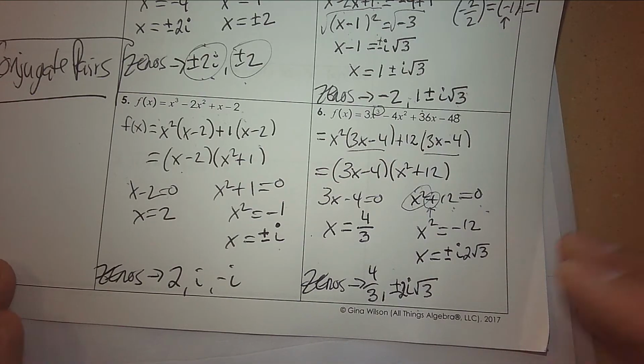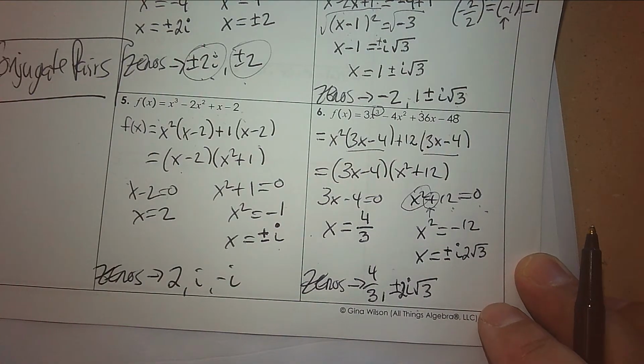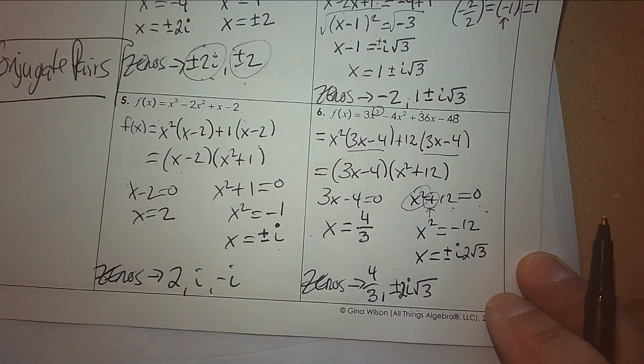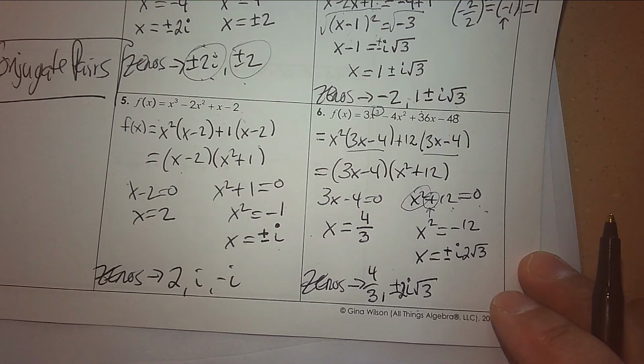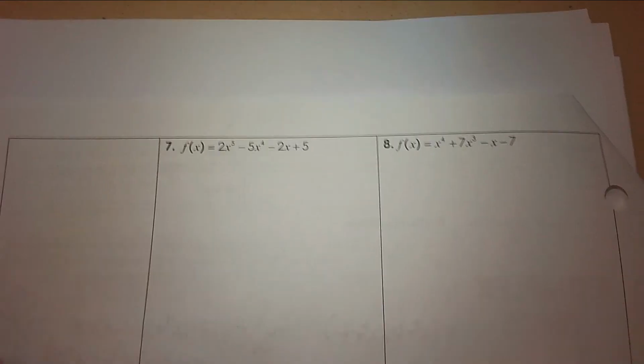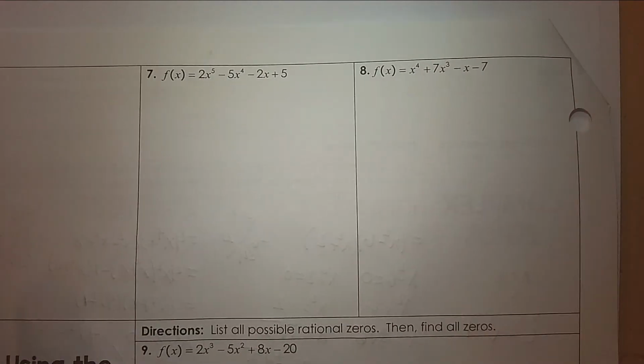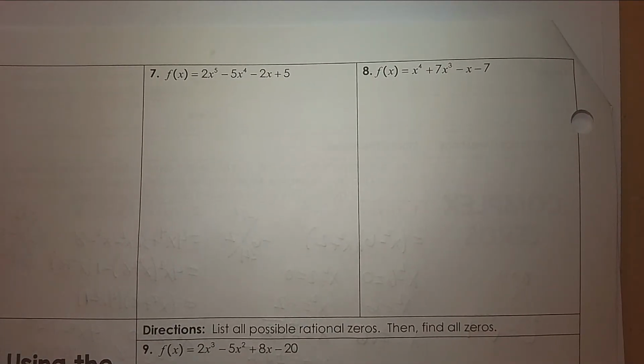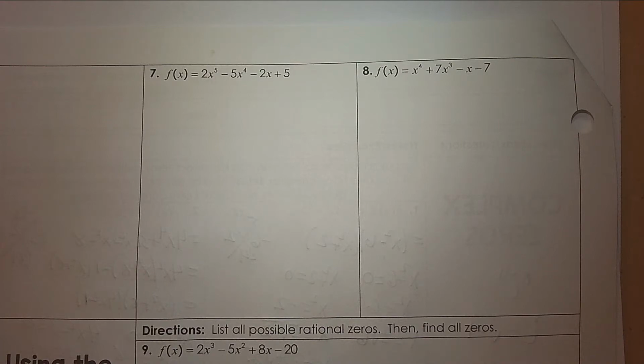Turn the page. Who's going to help me next? Who's going to be famous? Number 7. All right, Rosie, what would you do first?